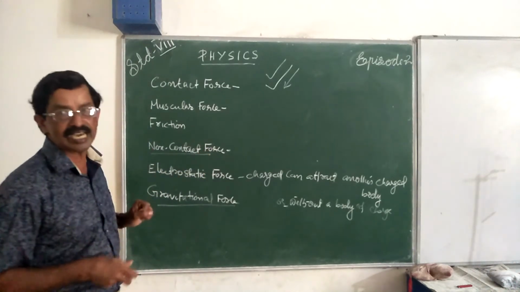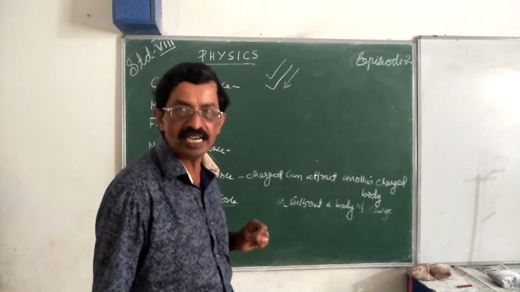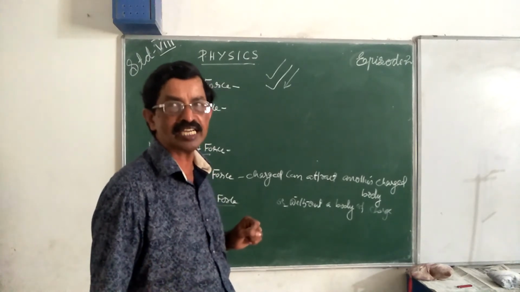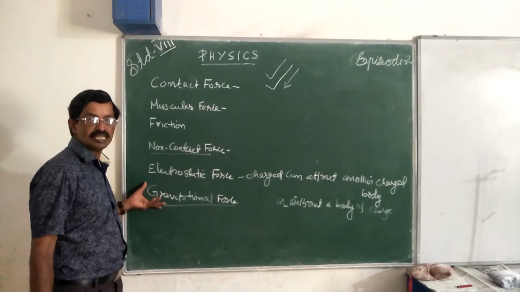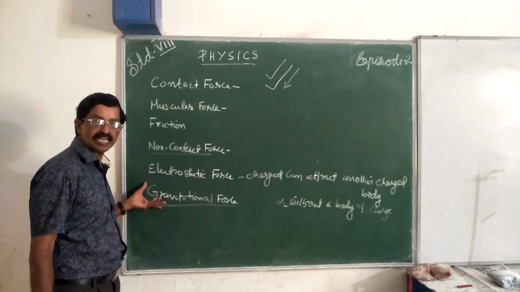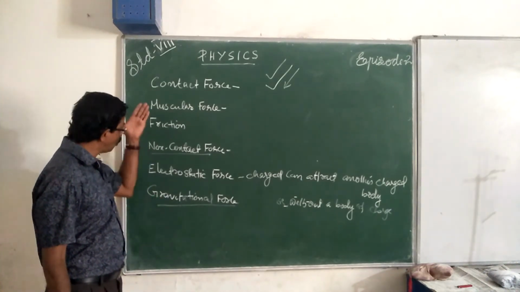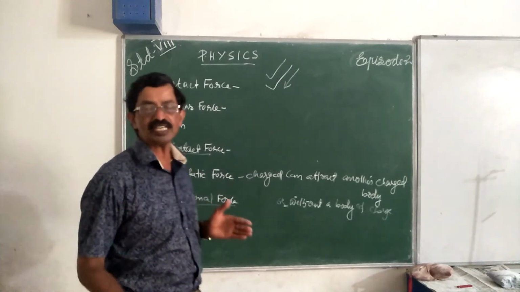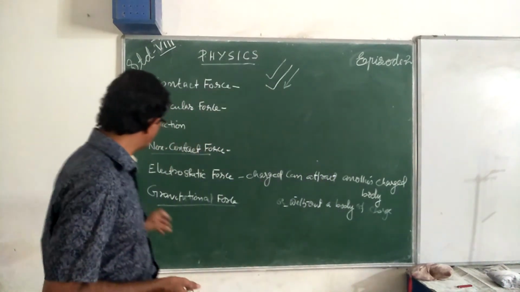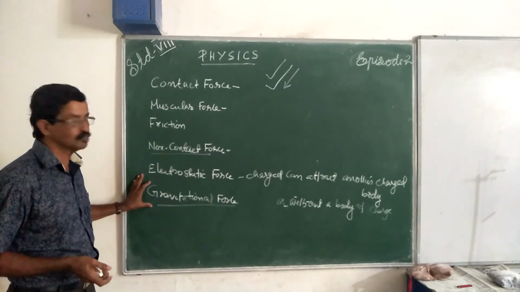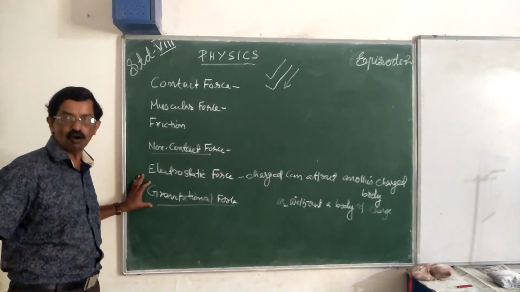So magnetic and electrostatic force can be attractive or repulsive. But gravitational force is only an attractive force. Among all these forces, gravitational force is the weakest force. Which force is the weakest one? Gravitational force is the weakest one.